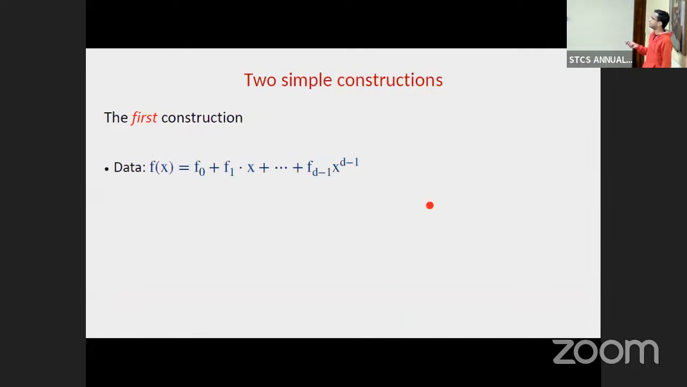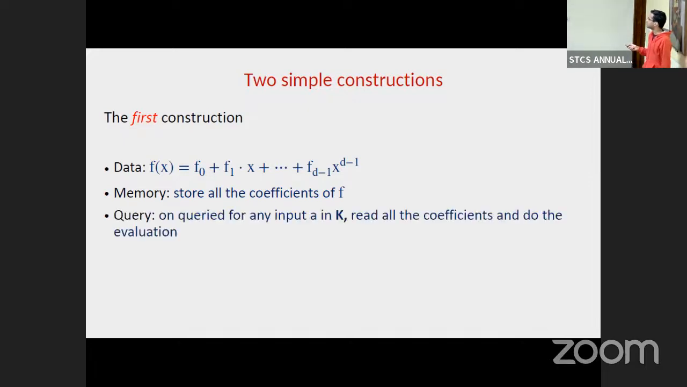So there are two simple data structures that you can construct. The first one is the following. Suppose this is your polynomial. The first easy data structure is that you just store all the coefficients of f in the memory. And every time I give you an a in the field and say I want f of a, you just read off all the coefficients and compute f of a again. I can always do that.